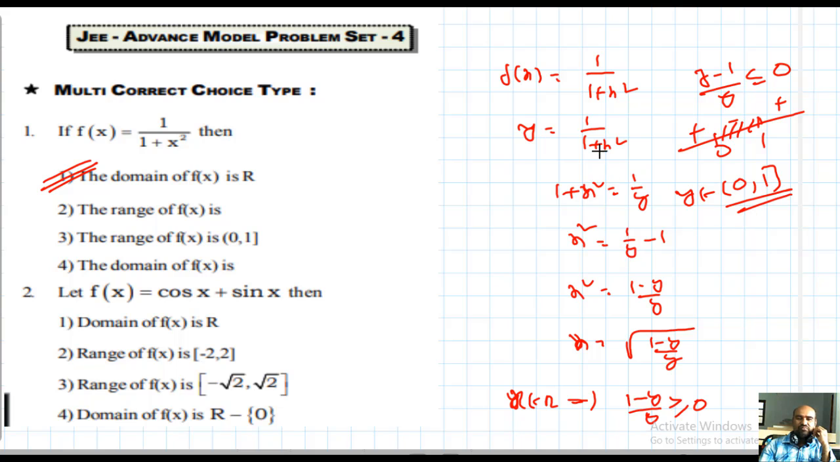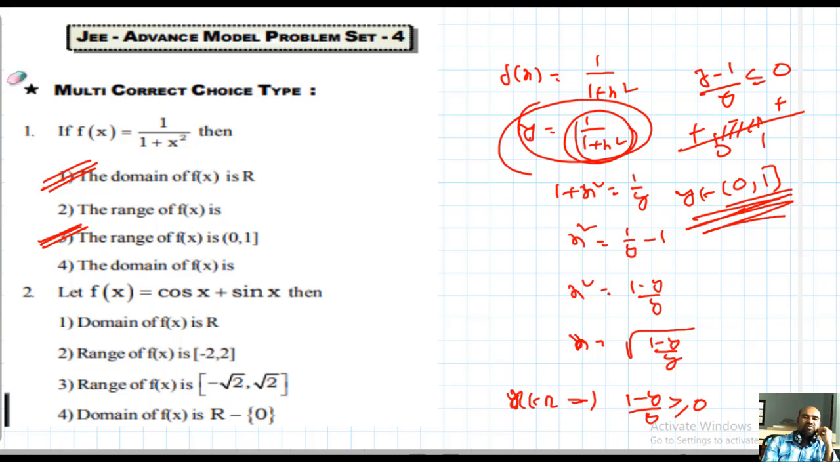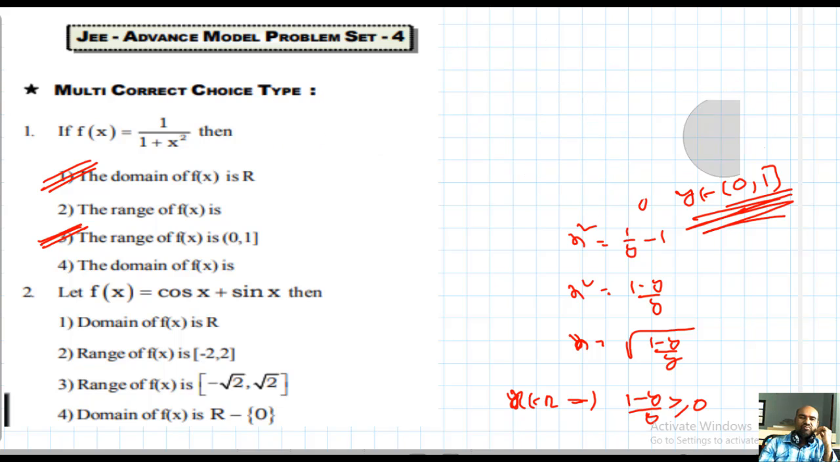Okay, no problem. Observe here. So y should be positive only, no? So what you got? Positive only, 0 to 1, correct. So what I can say, the range of the function is open 0 to closed 1. Yeah, I can go with 3 also. That's why our answer for the first problem is 1 and 3.